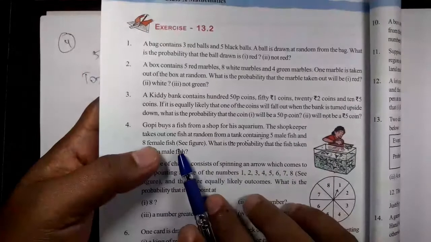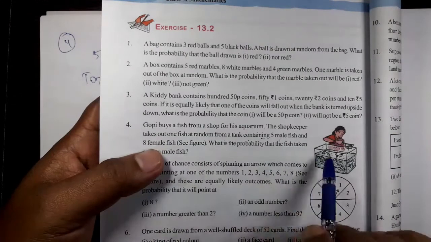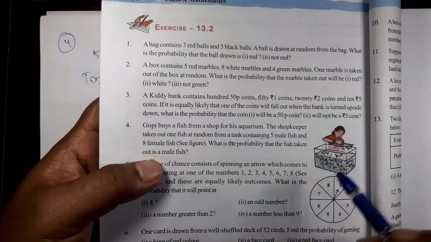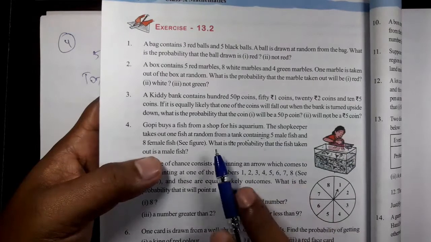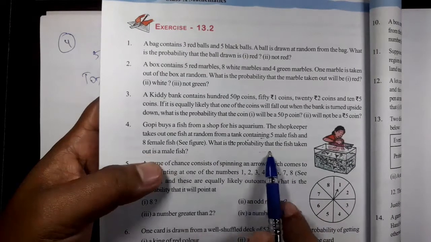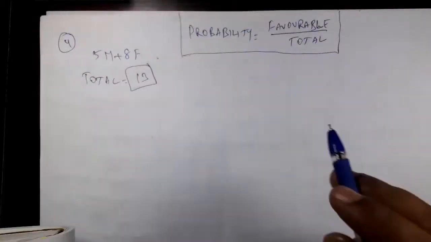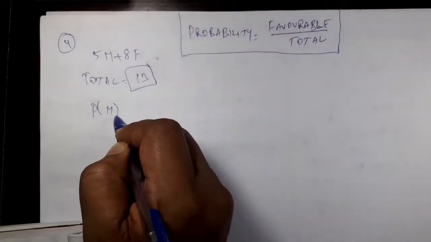The shopkeeper takes out one fish at random. She doesn't know what fish will come out. He is taking one fish. What is the probability that the fish taken out is a male fish? Yes, tell me. What is the probability for male fish?